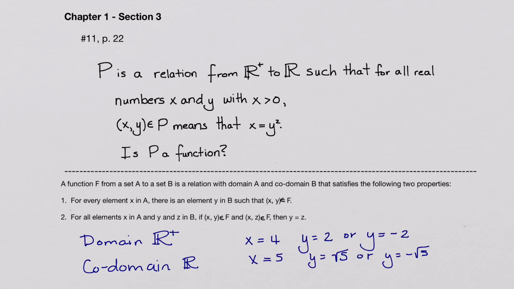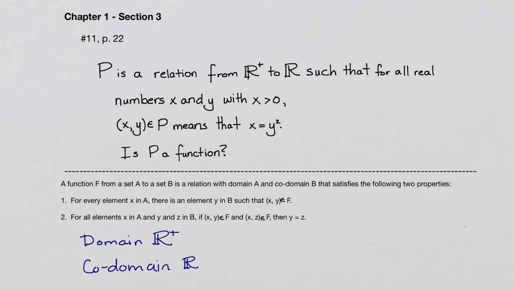Now let's take a look at part 2. I'm going to make some room here. It says for all elements x in A and y and z in B, if (x, y) is an element of f and (x, z) is an element of f, then y is equal to z.